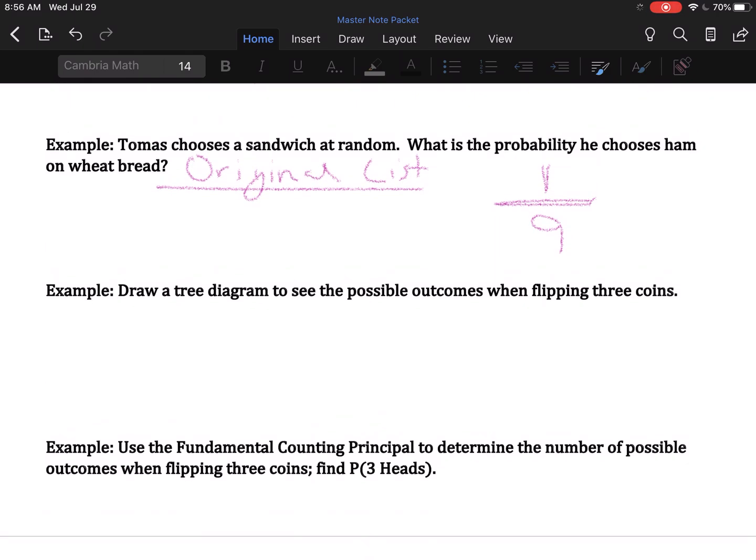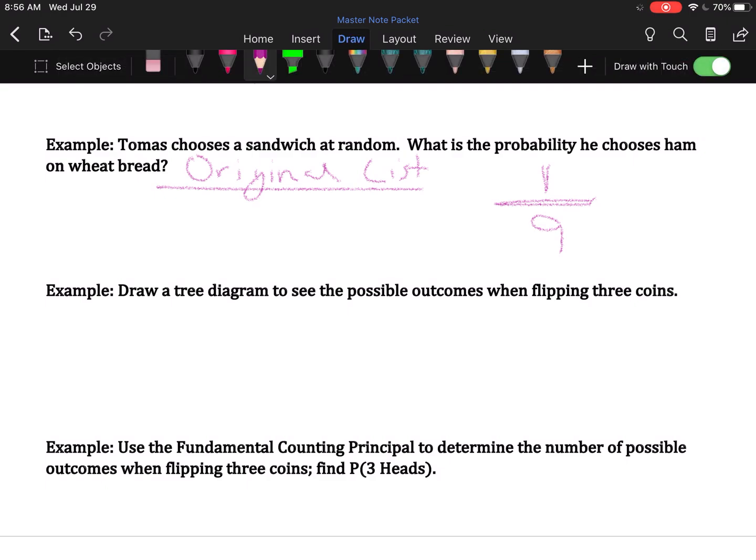Draw a tree diagram to see the possible outcomes when flipping 3 coins. Okay, so here's our first event. We flip a coin, and it lands, and I'm going to space those out a little bit, it lands heads or tails. But then we flip it again, and it lands either heads or tails again. But then we flip it again, and it lands heads or tails the third time.